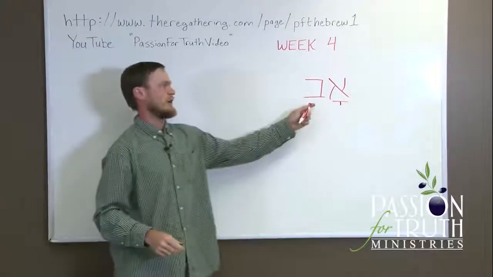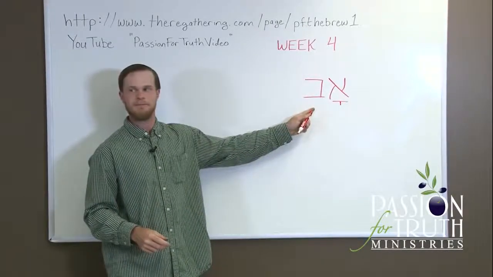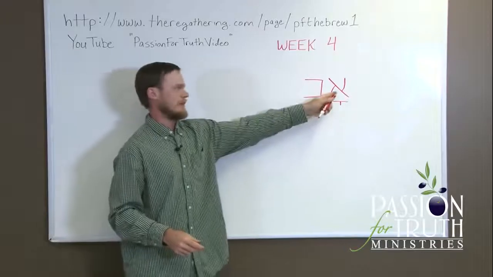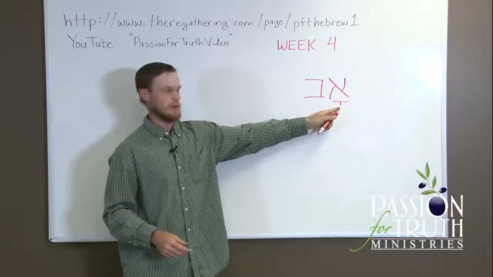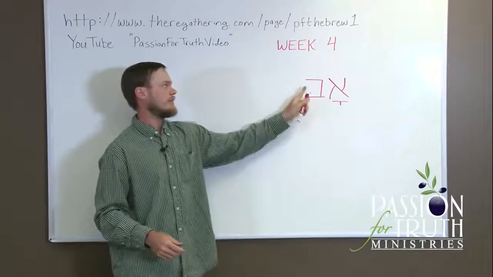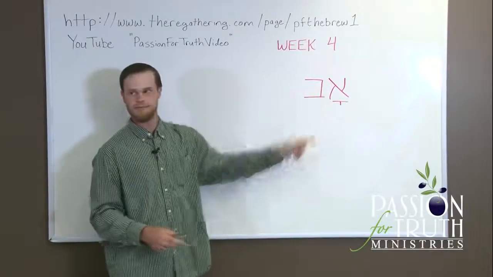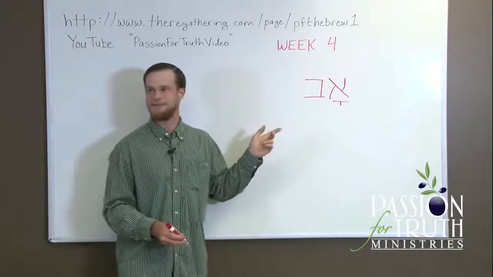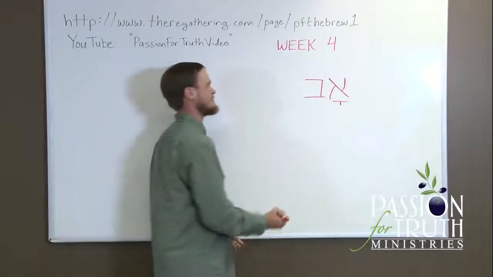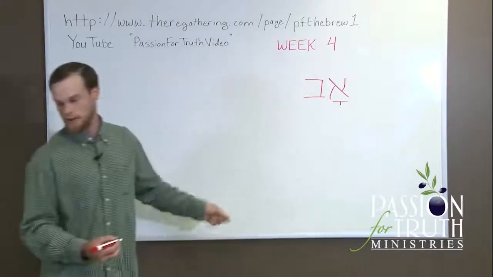Okay, so how is this word pronounced? Av. That's right. The aleph is silent, short a, the a of the komets. Bet without a dagesh is V. Okay, what does Av mean? Father. Yes. Okay, so Av is father.